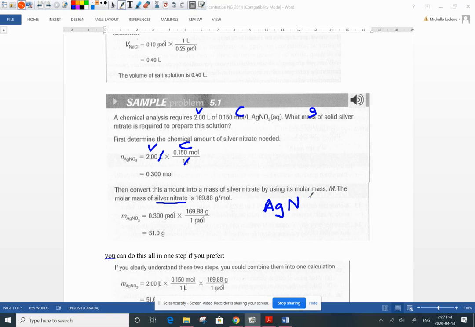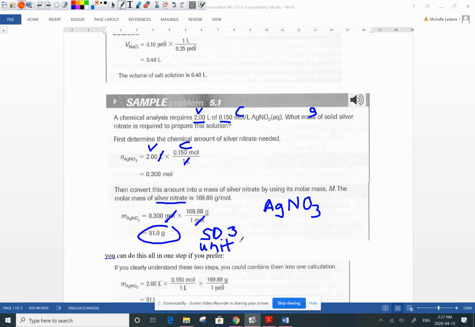There's 1 nitrogen and 3 oxygens, and that gives me a molar mass of 169.88. Moles on top, moles on bottom cancel, and I end up with a mass in grams. So now at this point, when you are at your final answer, check your sig digs. Go back to that original question. Oh, 3 sig digs there, 3 sig digs there, so my final answer has to have 3 sig digs. Look to see that you've got your units done.